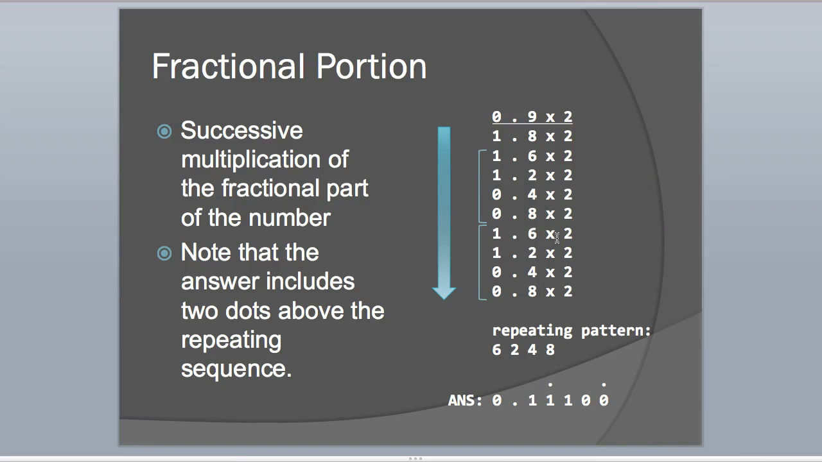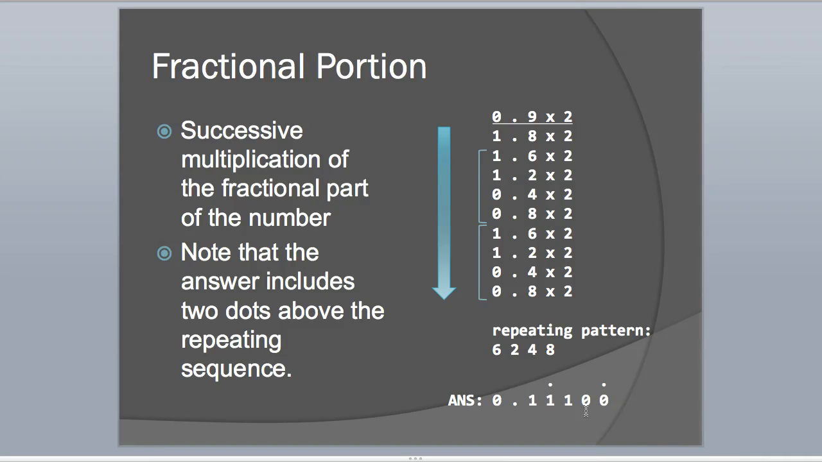The answer, unlike the other way where we read from the bottom up, this time we read from the top down, and the answer is 111001100. And what we do, focusing on the repeating pattern, when we write the answer down, is we'll say 0.1, and the very first digit of the repeating pattern we'll put a dot above.